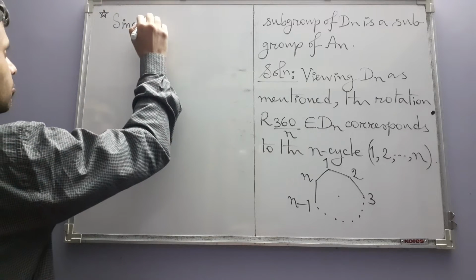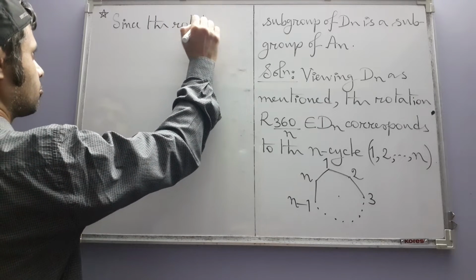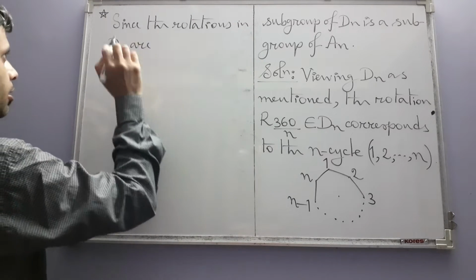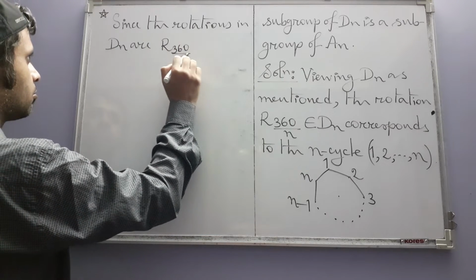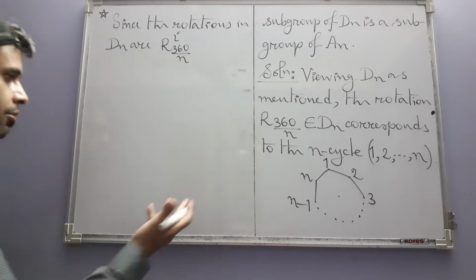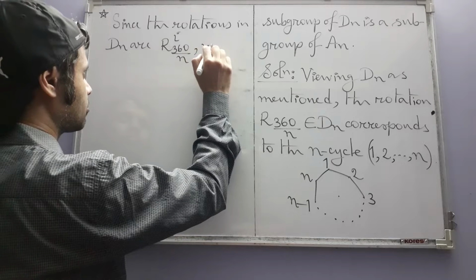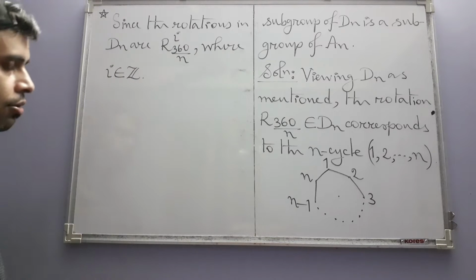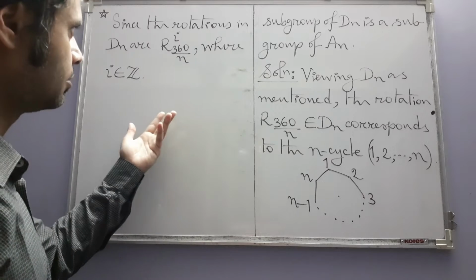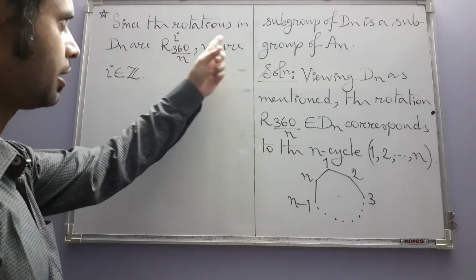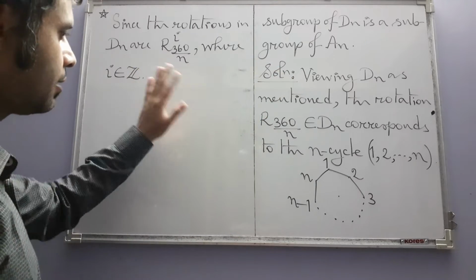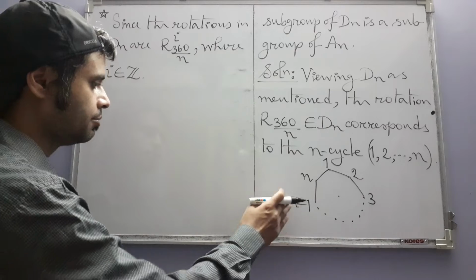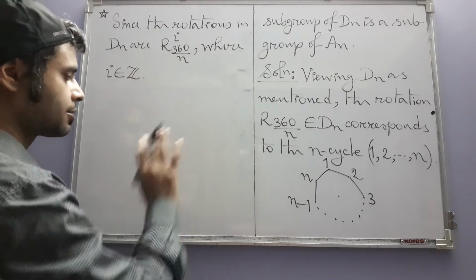Since the rotations in Dn are the ith power of this element, where i varies over the set of integers. In fact, you need not take all integer values. It's enough to only take n values starting from 0 and ending with n minus 1. But that is not something we are concerned about. We are just using the fact that every rotation is in fact an integral power of R360 by n. That's it.